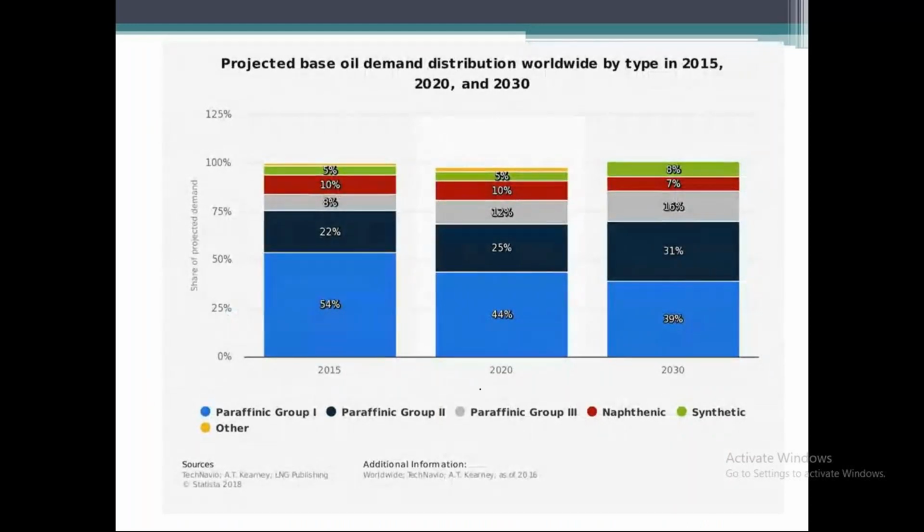As you know, in the automobile sector we are now moving to the EV segment, right? In most places electric vehicles are coming into the picture. So maybe in future, not by 2030 but beyond that, it will reduce the usage of mineral oil based lubricants, especially for automobile applications. But this is the current picture projected. If you see here, paraffin group 1, group 2, naphthenic and synthetic lubricants are projected, showing how the usage will vary.